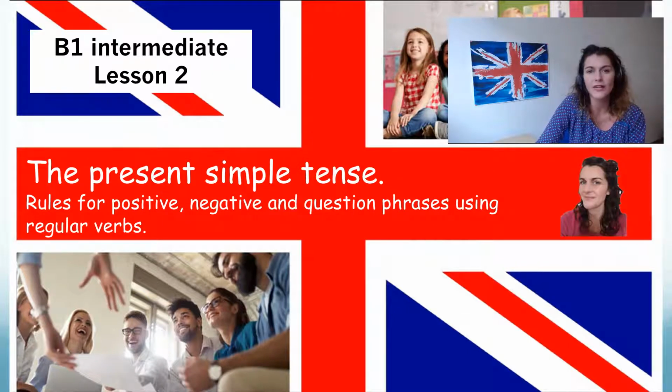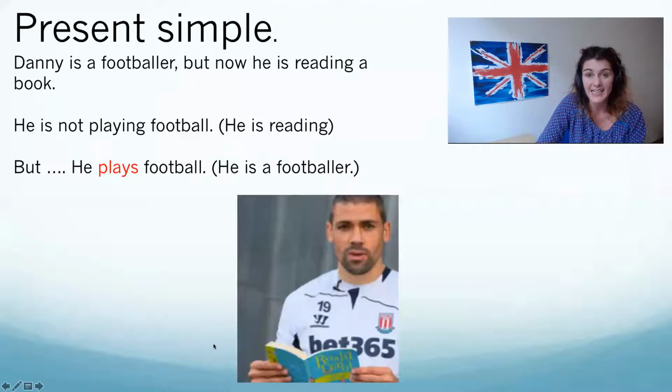Today we are looking at the present simple tense, specifically the rules for positive, negative and question phrases using regular verbs. We're not looking at anything irregular today. So let's get started. This is Danny.